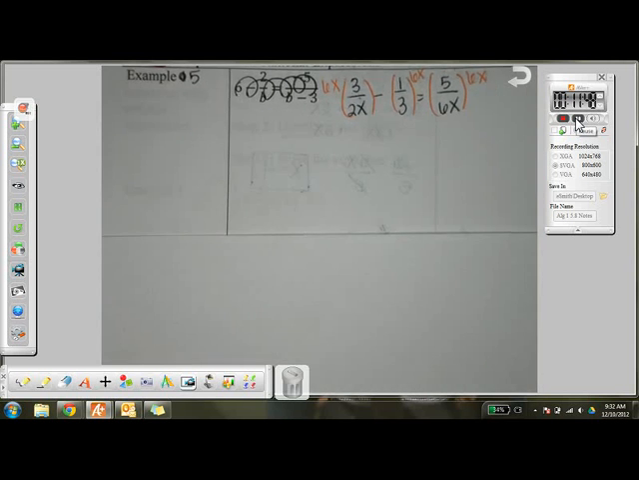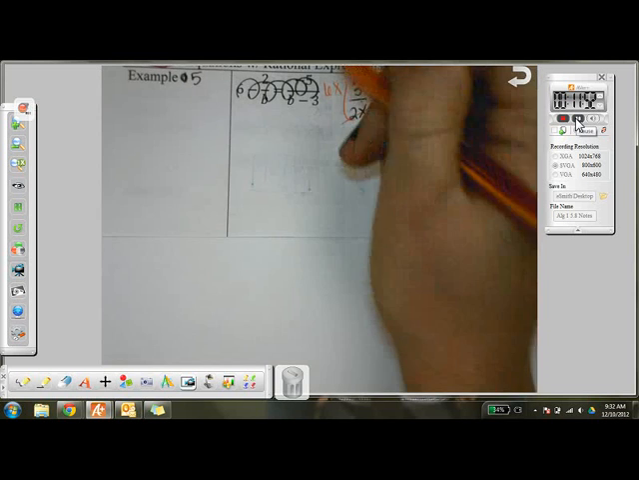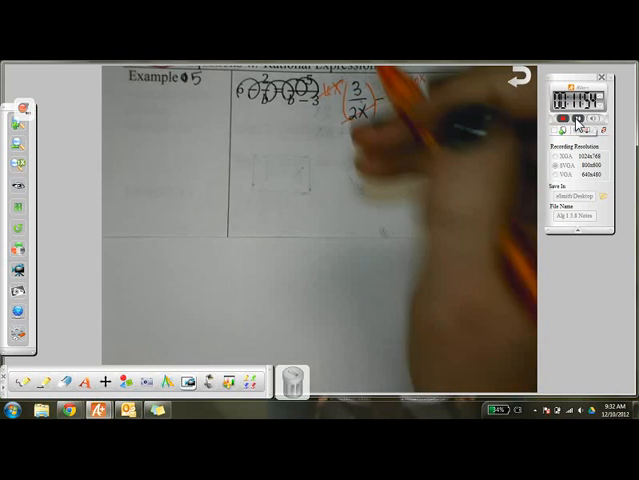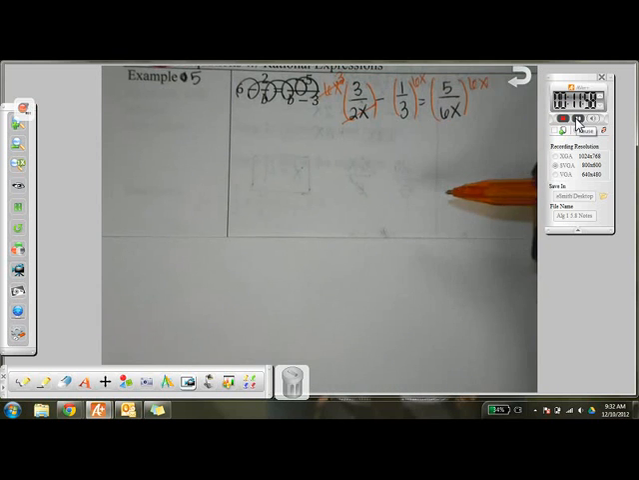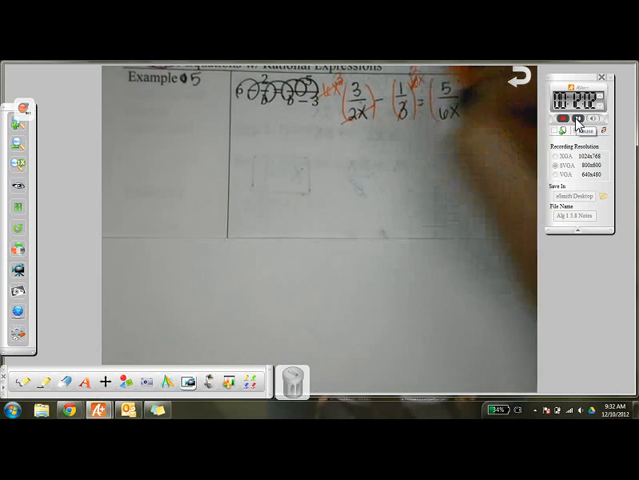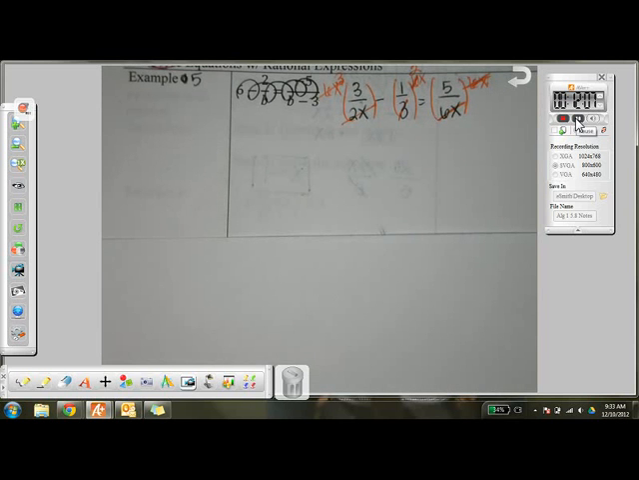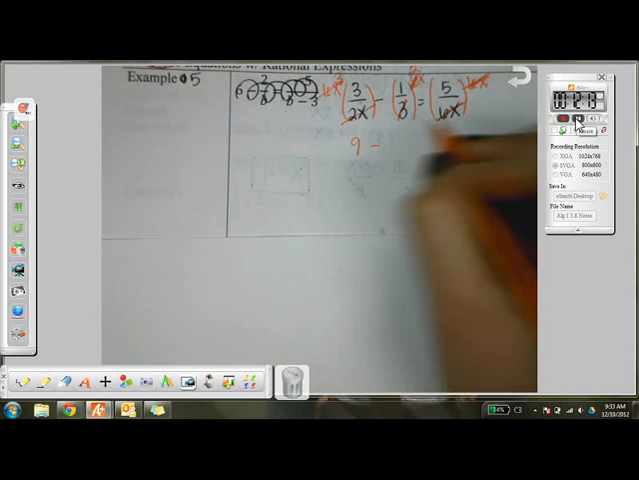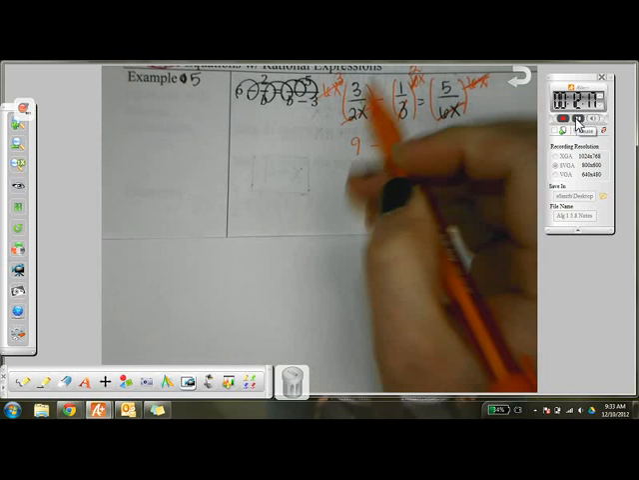2x and 6x reduce to what? 2 goes into 6 3 times. 3 and 6x reduce to what? 2x. And 6x and 6x totally reduce, right? Yes. So we multiply what's left over. What am I left with? 9 minus 2x. Isn't it 9x? The x is canceled. Equals 5.